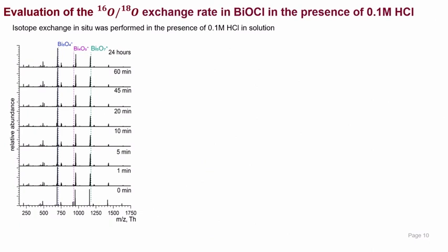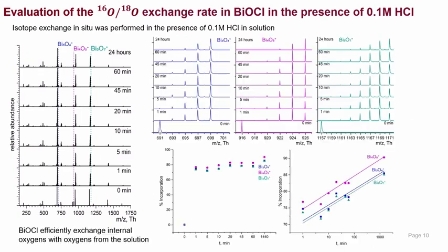First, we performed the oxygen-18 exchange in the presence of 100 millimolar hydrochloric acid. We performed a set of experiments with different time points, and for all of these time points, the set of fragments that can be detected is the same. However, if we zoom in on the signals of several bismuth oxide containing ions, we observe that their isotopic structure changes over time.